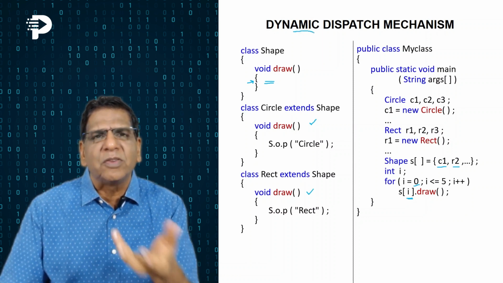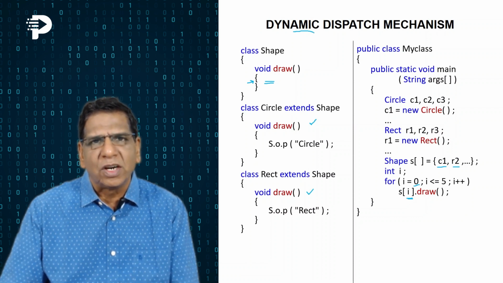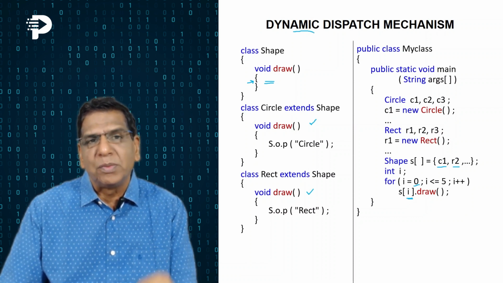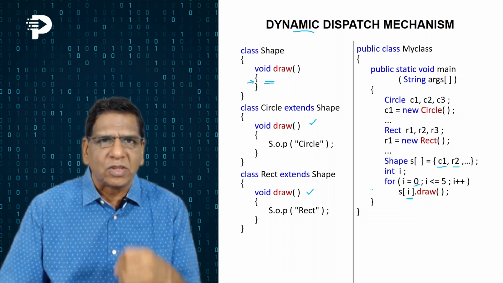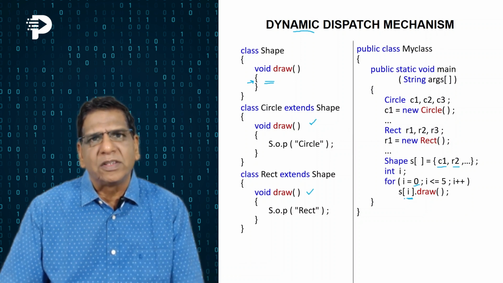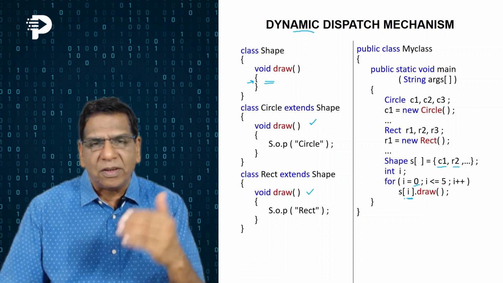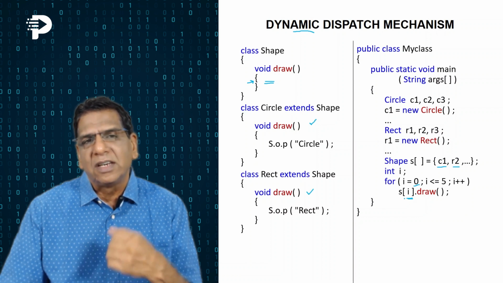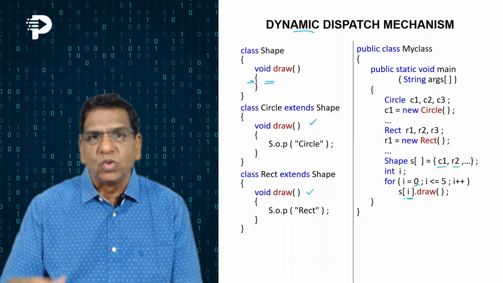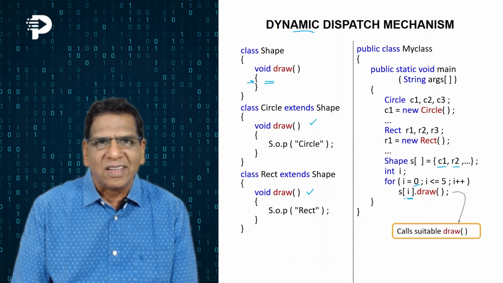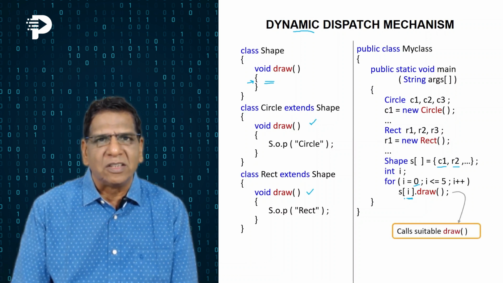Dispatch mechanism means function call. Which function would get called? Well, that would be decided dynamically at runtime based on whatever S[i] fetches you. If S[i] gives you a circle object's address, draw of the circle class would get called. If S[i] gives you a rectangle object's address, it will then call the draw of the rectangle class. So the suitable class's draw would get called. That is what the dynamic dispatch mechanism is.